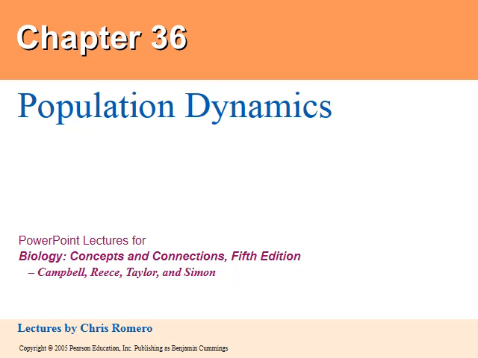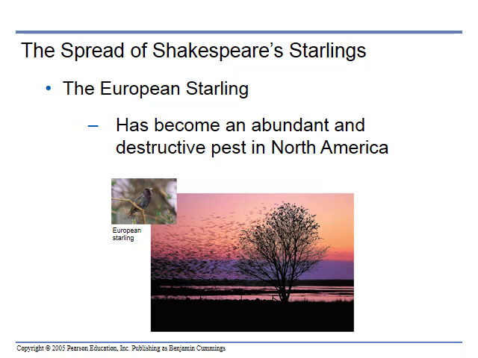Chapter 36 is on population dynamics. When we look at population dynamics, we're going to look at how quickly animals can reproduce and spread as one thing that we can look at.